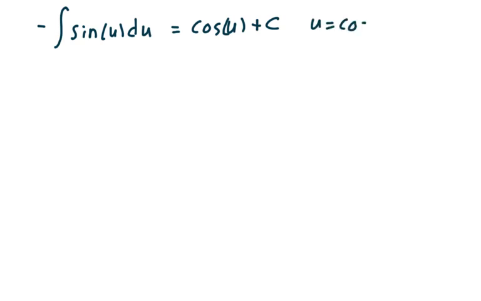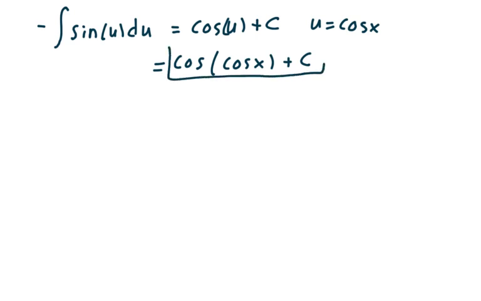So come up here. Negative the integral of sine of u du is equal to cosine u plus c. But remember, u is cosine x. And so this is cosine of cosine x plus c. And that's how you do problem number 6. So let's take a look at problem 7.